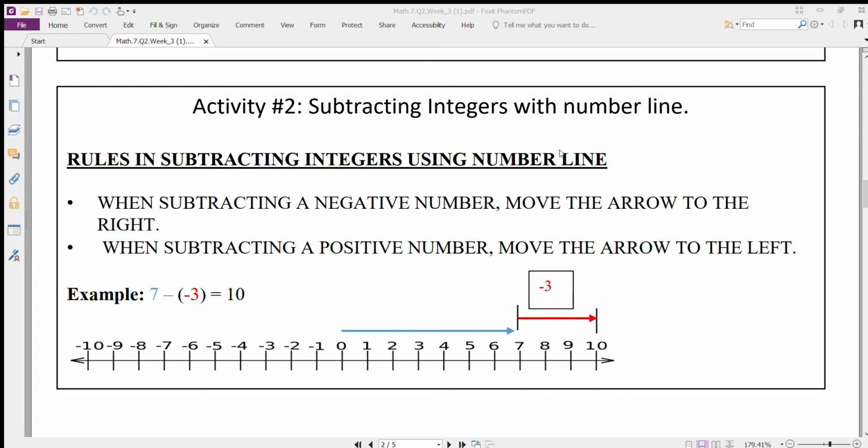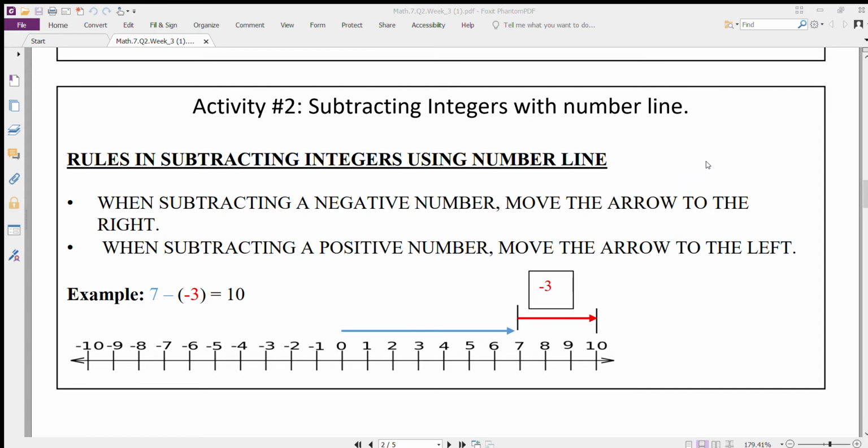So think of balloons and weights, okay? Think of balloons as positive numbers and the weights as negative numbers. So the more balloons you put, the higher it goes up, right? And when you put weights, it goes down. That's pretty self-explanatory.